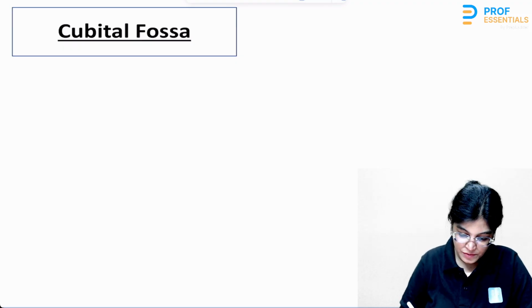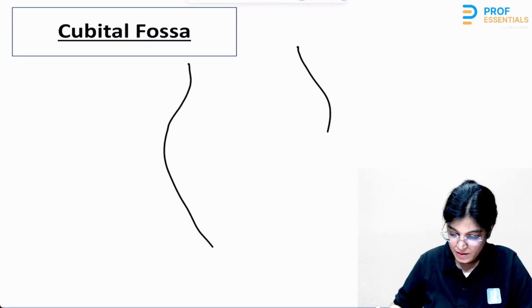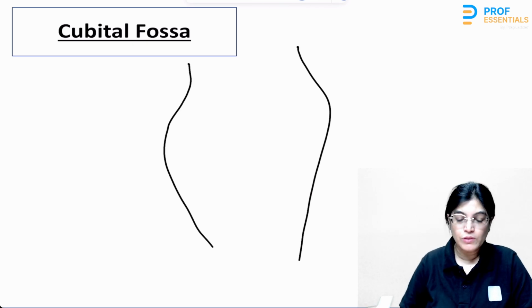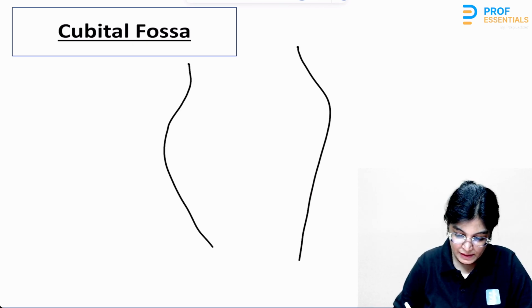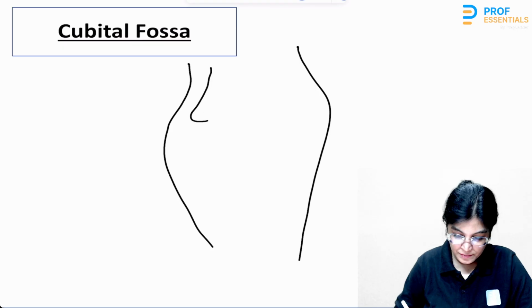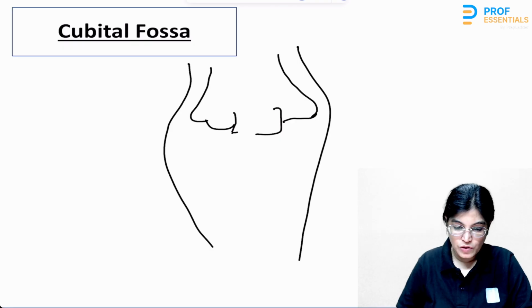So for that, I would like to outline slightly the anterior of the elbow. This is the arm lower part. Then this is the outline of the bony things. You got it. This will be the lower part of the humerus bone.